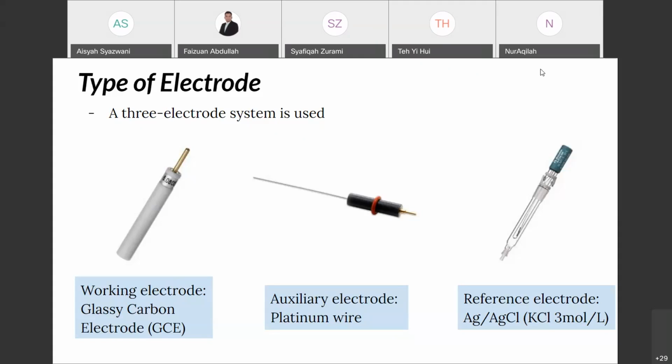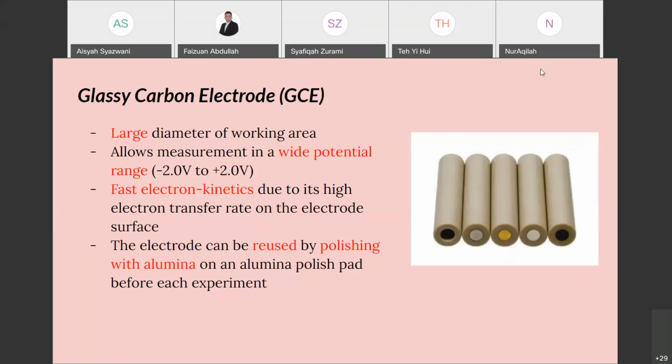In this study, basically a 3-electrode system is used. For the working electrode will be the glassy carbon electrode, auxiliary will be the platinum wire, and the reference electrode is the silver chloride with the potassium chloride 3 mole per liter. Next. So why we use glassy carbon electrode?